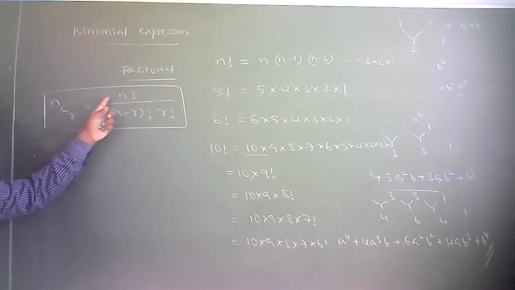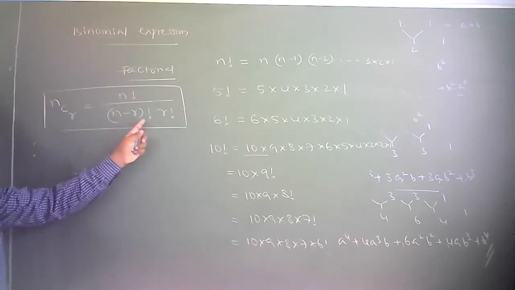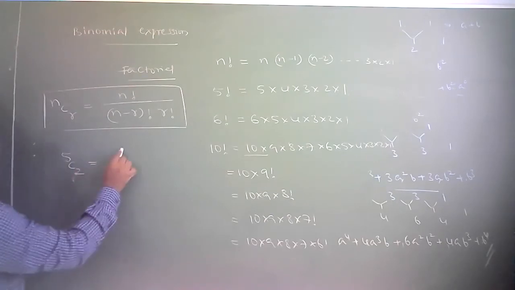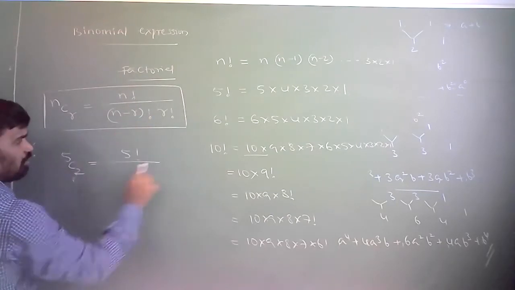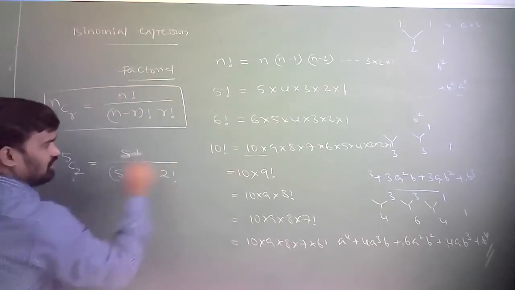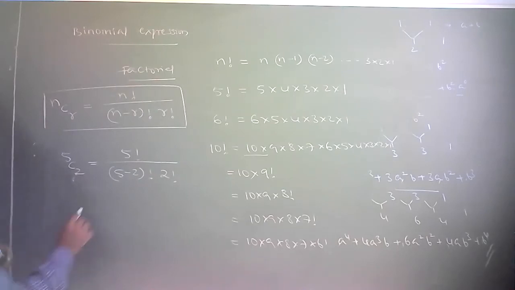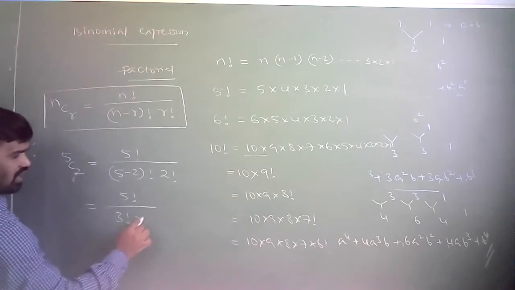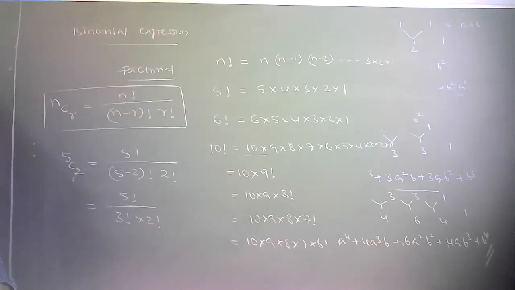NCR equals n factorial by (n minus r) factorial into r factorial. Sir, for suppose there is a particular problem: find the value of 5C2. So we can write it as 5 factorial by (5 minus 2) factorial into 2 factorial. So this we can write as 5 factorial by 3 factorial into 2 factorial.